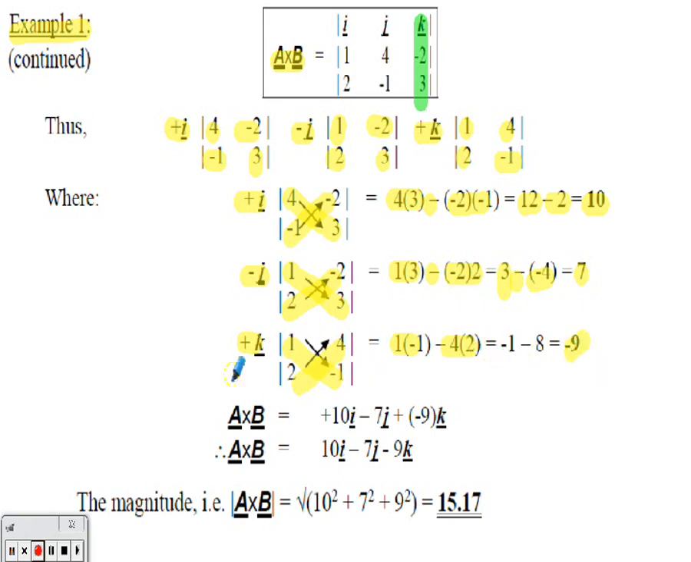So we can now write down the A cross B vector product. That will be plus 10 in the i, minus 7 in the j, notice a negative here we have to carry through, and then plus the minus 9 in the k. Just tidying it up on the next line, that's 10i minus 7j minus 9k. If we want the magnitude, then we use Pythagoras' theorem in 3 directions, so that will be 10 squared plus the 7 squared plus the 9 squared, all square rooted. Gives us 15.17.